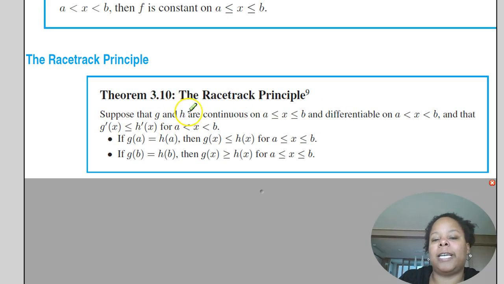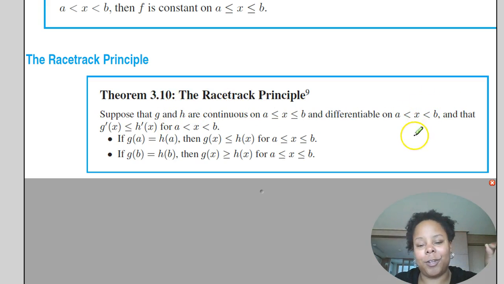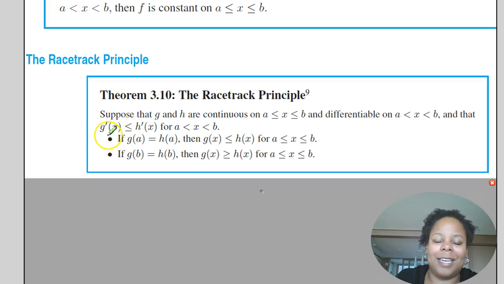So it says here, let g and h be continuous on the interval and differentiable on the open interval. Then if the first derivative of g of x is less than the first derivative of h of x for all x in the interval, then if g of a is equal to h of a, that means that h of x is always going to be greater than or equal to g of x. And if g of b equals h of b, then that means that g of x is always going to be greater than or equal to h of x.